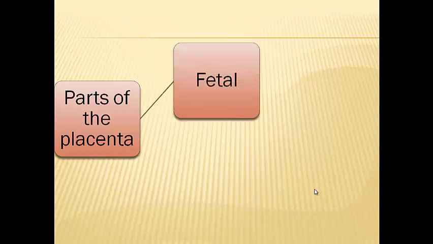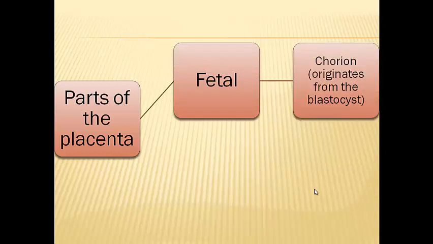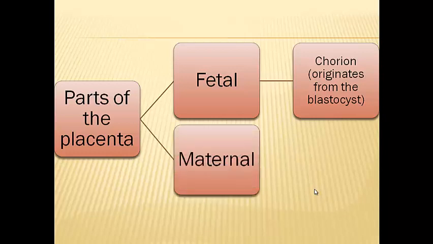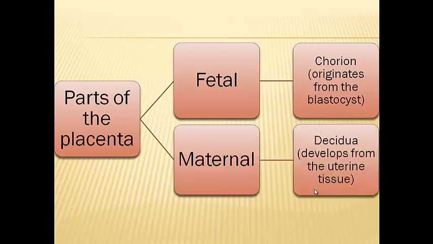Okay, so in terms of parts, like I said earlier, the placenta is a maternal-fetal organ, which means that it has two parts, a fetal part, and the fetal part of the placenta is called the chorion, which we spoke about last time. And remember that it originates from the blastocyst. The maternal part of the placenta is called the decidua, and this develops from the uterine tissue.